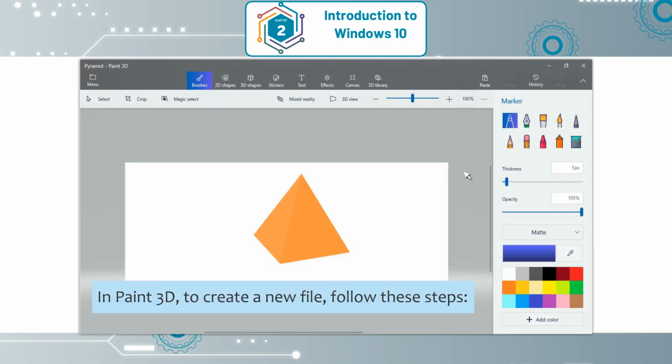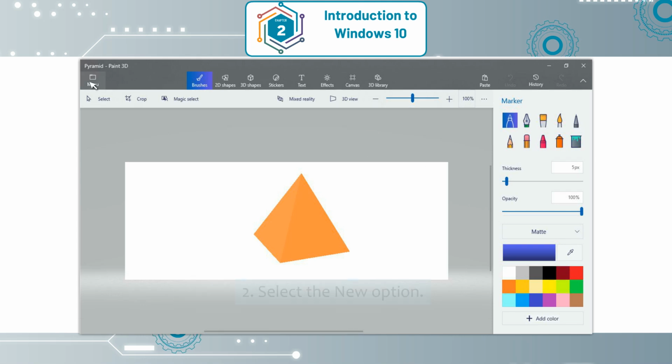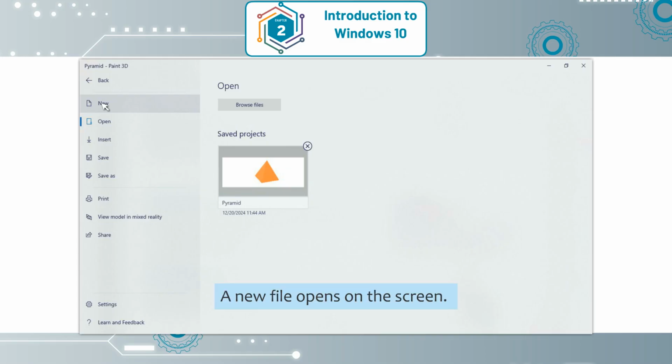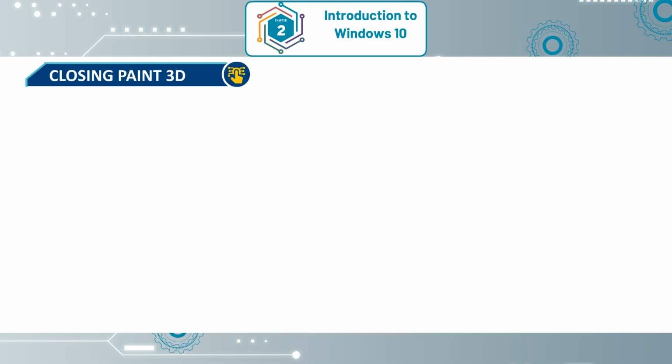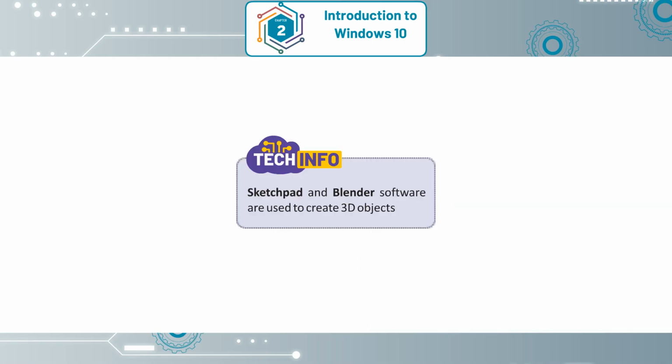Creating a new file. In Paint 3D, to create a new file, follow these steps. 1. Click on the Menu option. 2. Select the New option. A new file opens on the screen. Closing Paint 3D. To close Paint 3D, click on the cross button present on the top right corner of the window. Infotech, Sketchpad, and Blender software are used to create 3D objects.